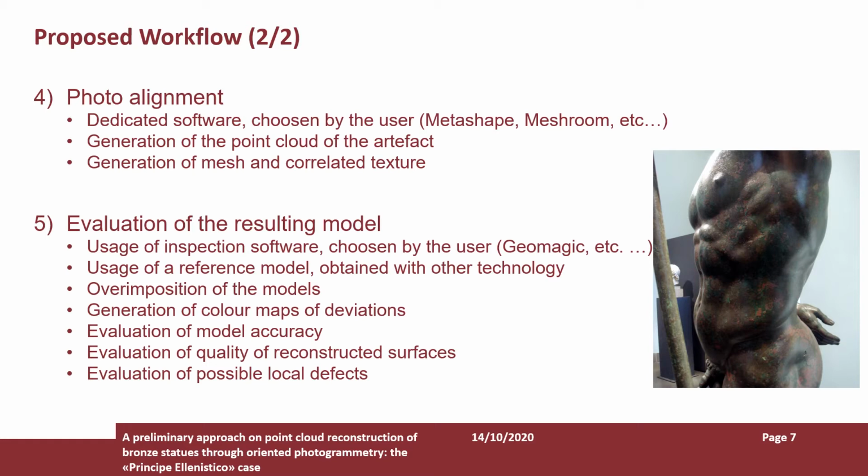In this way, at this stage, the point cloud of the artifact can be generated, and by this we can obtain the mesh and the correlated texture. Once the virtual model is present, using software like Geomagic, for example, we are able to compare the obtained model with a reference one already available and obtained by other technologies.